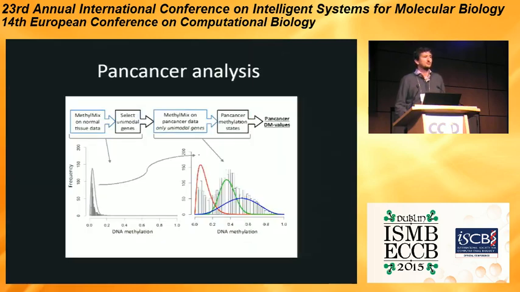Finally, we decided also to do a pan-cancer analysis where we essentially combined all cancers and normals and ran MethylMix on all cancers combined. But to do this, we needed to deal with the normal genes, because normal methylation is very well known to be a cell type marker. So we needed to look for normal genes that are essentially unimodal, because otherwise we have a very heterogeneous normal to compare with.